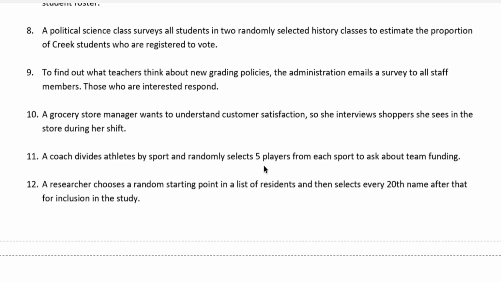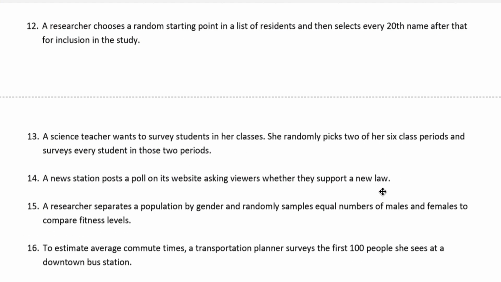12. A researcher chooses a random starting point in a list of residents and then selects every 20th name after that for inclusion in the study. This will be a systematic sample because of every 20th name.